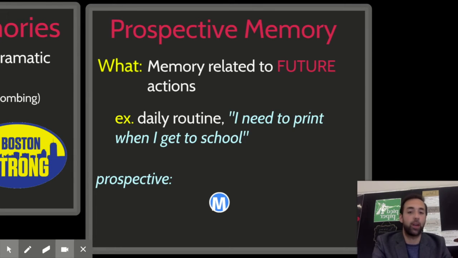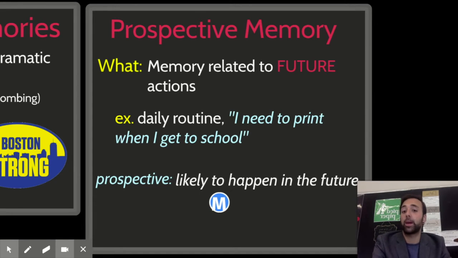If you tell yourself on the way home from school today, "I am going to stop at the bank," and you fail to stop at the bank, that is a good example of your prospective memory failing you. As a mnemonic, if you're familiar with the word prospective, it simply means likely to happen in the future.